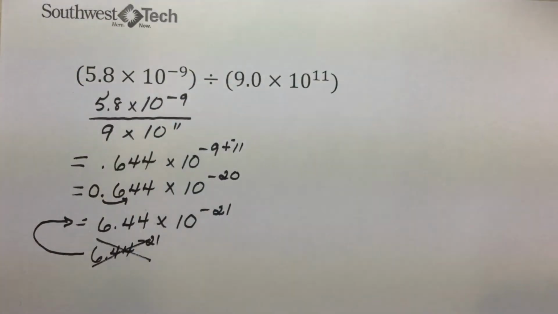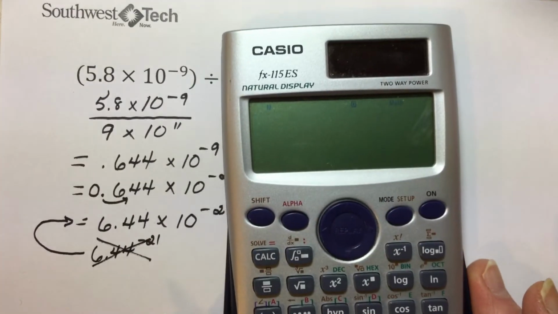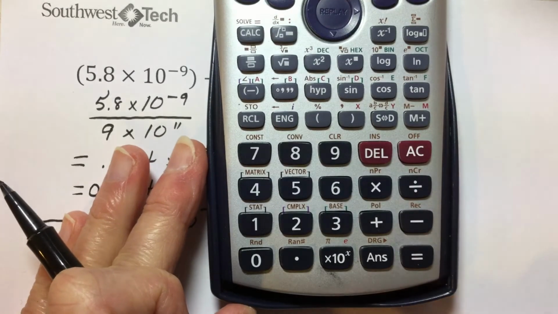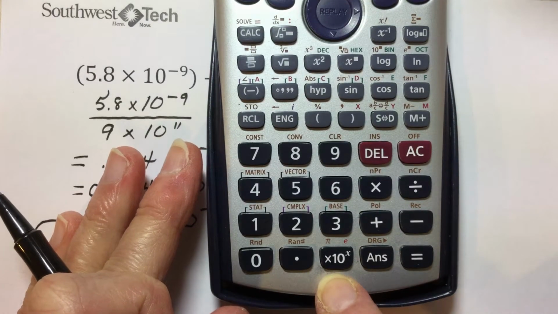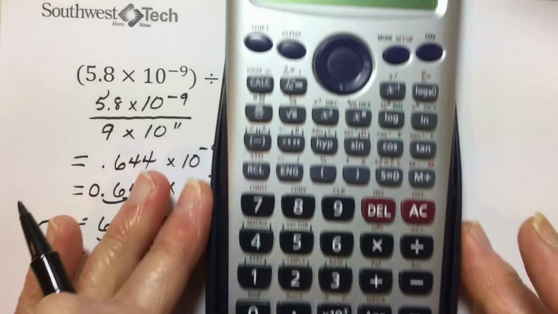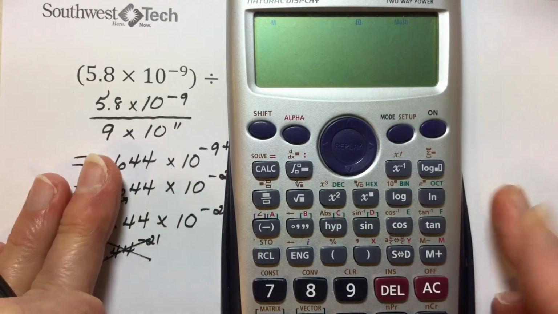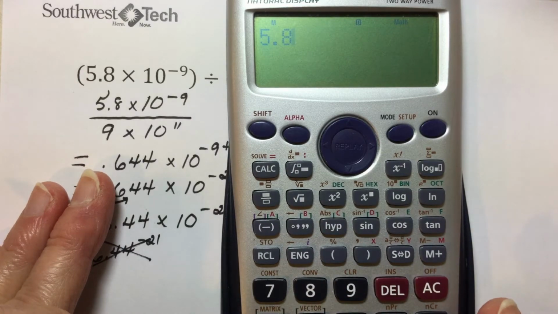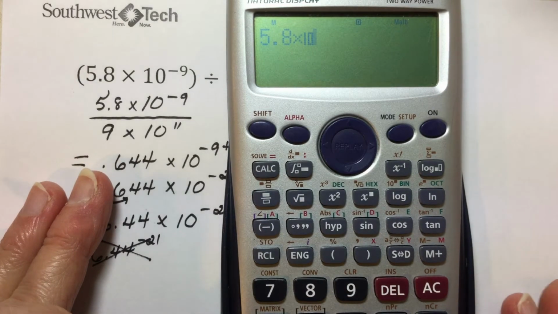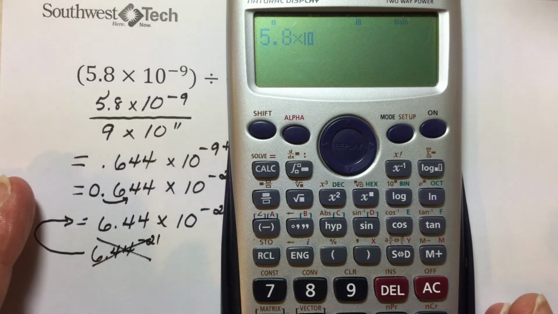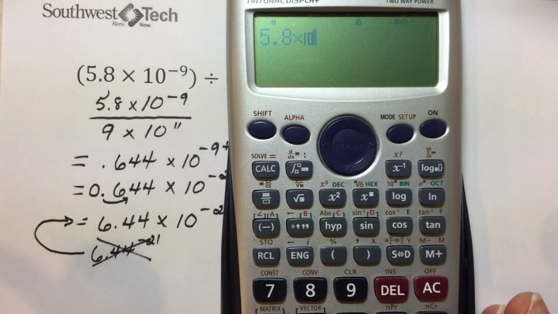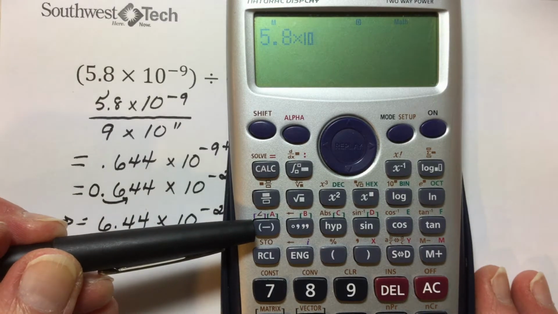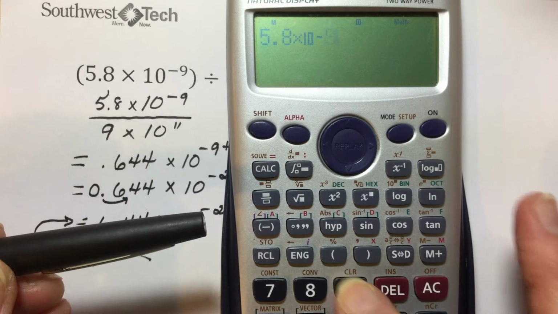Here I have a Casio FX-115ES. The scientific notation key is here, times 10 to the x power. So to do this problem, I'll tap in 5.8, tap that scientific notation key, which provides the times 10 in the display. Then we put in the exponent. And because it's negative, here's the sign change key. I'll put a negative 9.